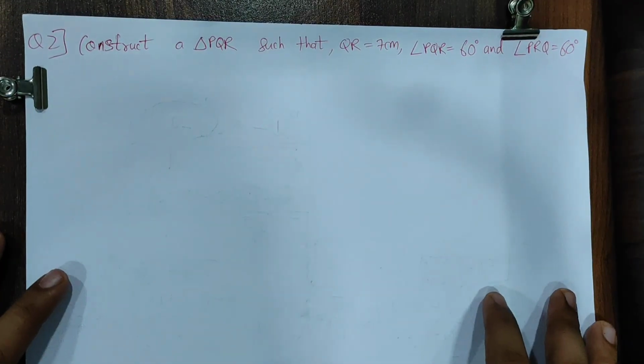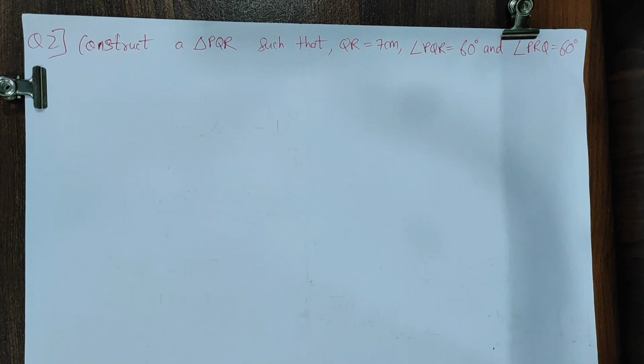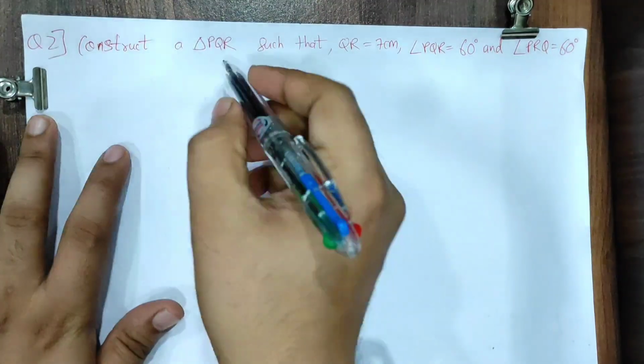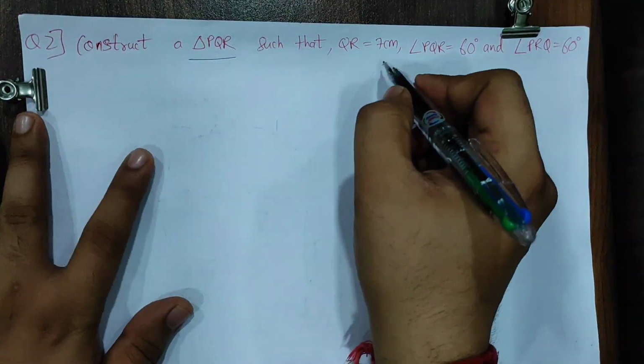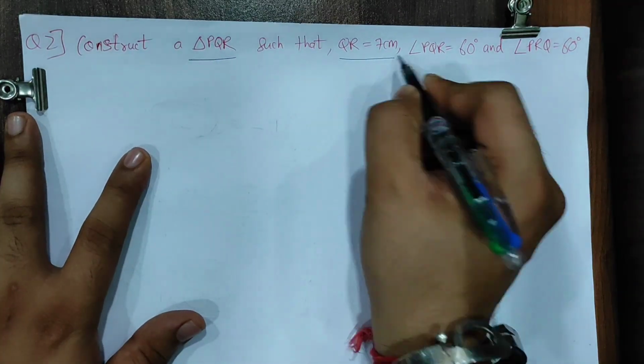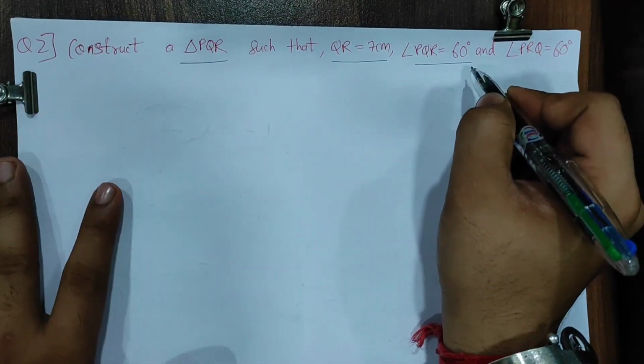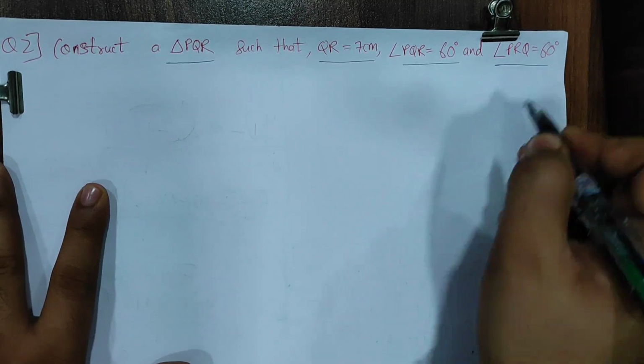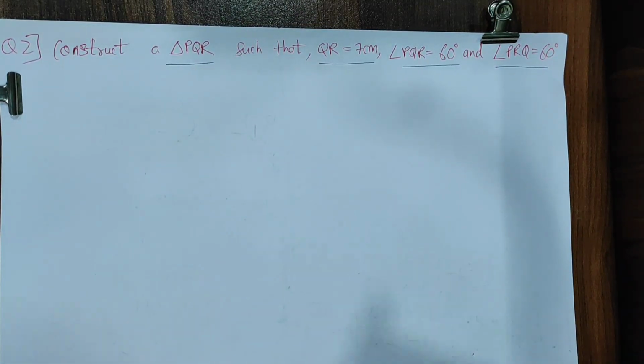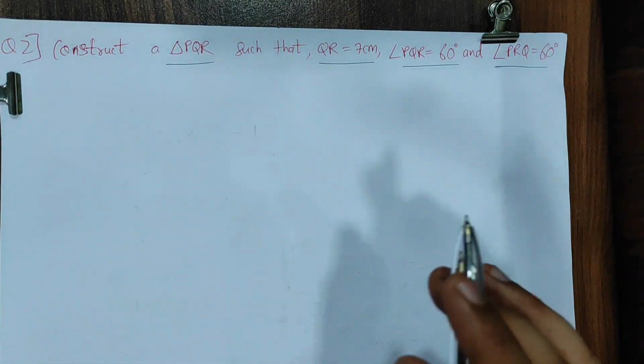Students, now the next question. Pay attention, please. It's a slightly different question. Construct a triangle PQR such that QR is 7 centimeter, angle PQR is 60 degree, and another angle PRQ is 60 degree. Two angles are given. So the basic thing first is drawing the rough diagram.